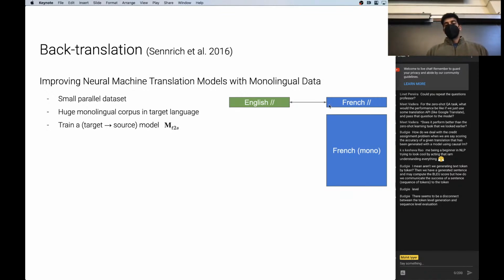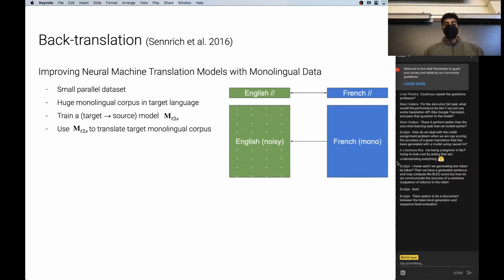So if I go English to French, then I take my monolingual data, translate it using my bad model that I just learned into English. And now I have pseudo-parallel data, right? I've created this noisy version of these translations using my bad translation model. But the idea is that there's some signal present in this noise that I can use to improve the base model that I initially used.